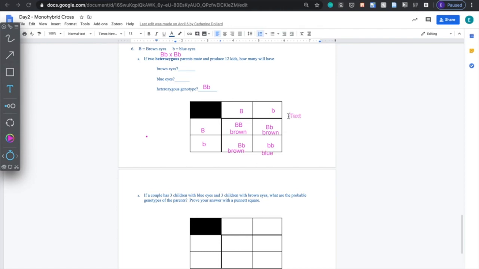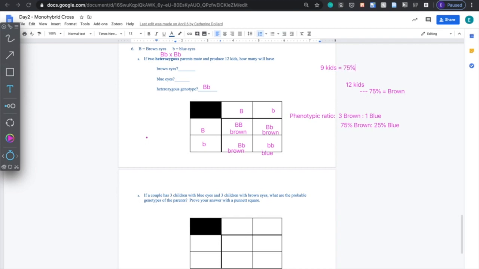Always a good thing to do. If you don't know what to do, start writing your ratios. 3 brown to 1 blue, right? So we know that there are 12 kids, and we can turn this 3 brown to 1 blue into another form: 75% brown, 25% blue. So if they have 12 kids, we can expect 75% of them to have brown eyes. 75% of the 12 should have brown eyes according to this ratio, which is 9 kids. 75% of 12 is 9. And so 9 kids should have brown eyes.